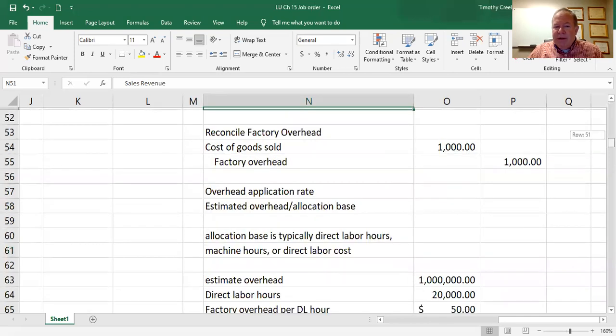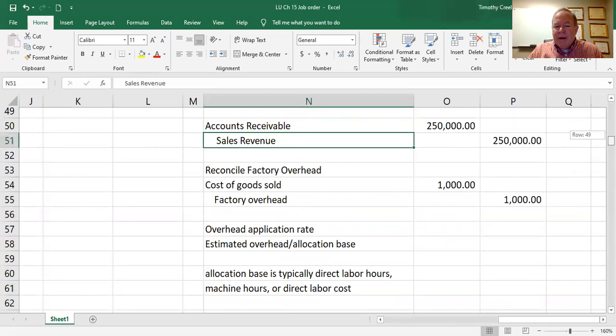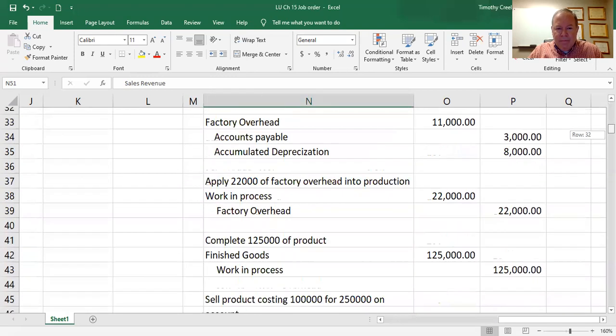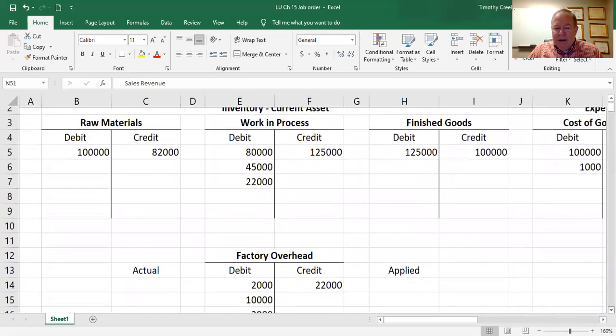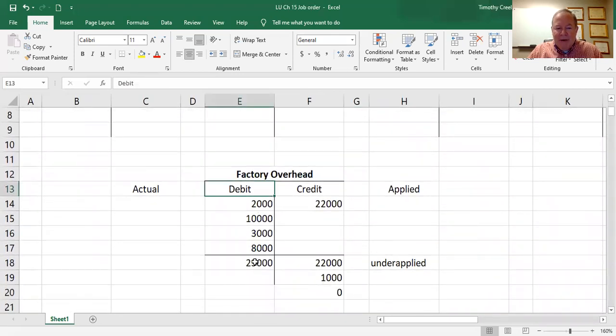Now, the last thing we'd want to do is we would want to reconcile factory overhead. And basically, if we're reconciling factory overhead, we would look at the factory overhead account. And notice here that our debit side has a balance of $23,000. If we add this down, we get $23,000. Our credit side is $22,000, and we applied $22,000 into basically the product. So that was what we applied to the product. So remember I said that there's always a little bit of a difference. It's typically close. We come up with a pretty good rate, but there's always a little bit of a difference here.